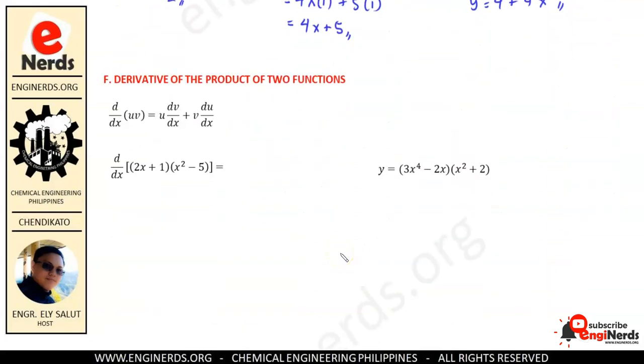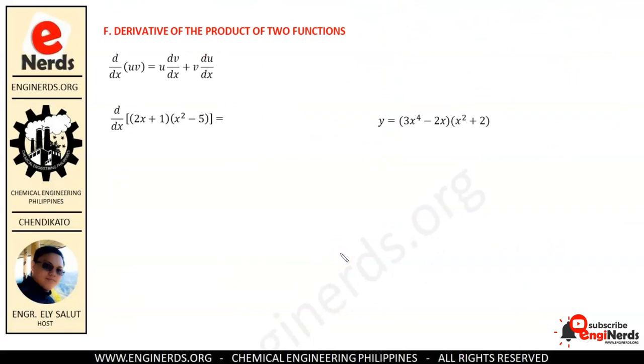Okay, now we have here the derivative of the product of two functions. So our u and v are functions expressed in x. So if we have a given like this, this is what will happen. You will have u first, to take out the u and then take the derivative of v, plus take out the v and then take the derivative of u.